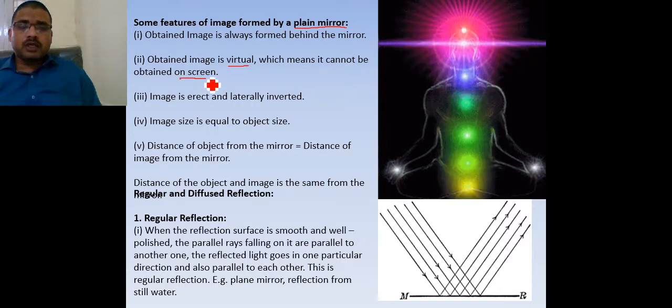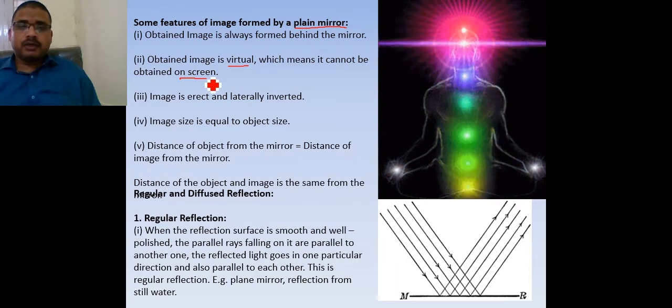There will be some questions asking which kind of image can be formed on the screen. The virtual image cannot be formed on the screen. The real image can be formed on the screen. What do you mean by the virtual image? It always has the opposite of lateral inversion, because of the lateral inversion.